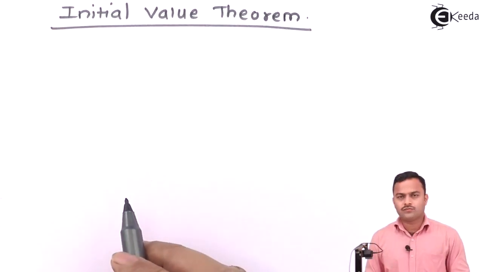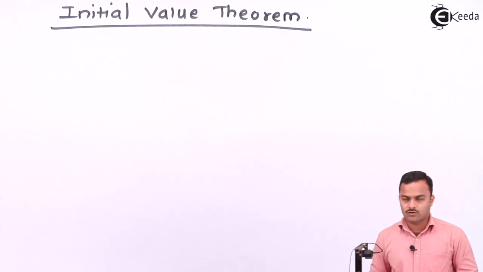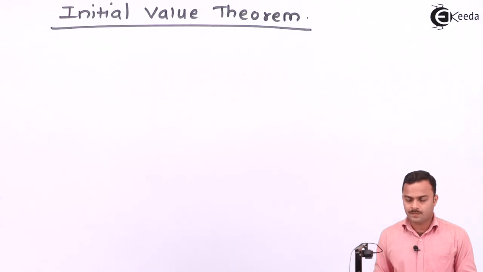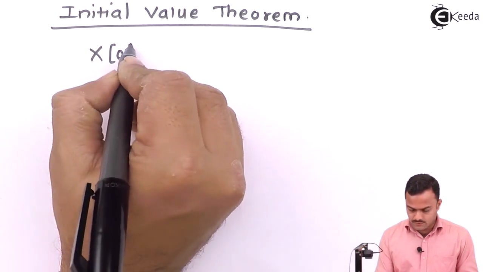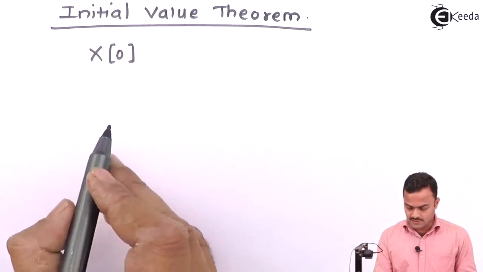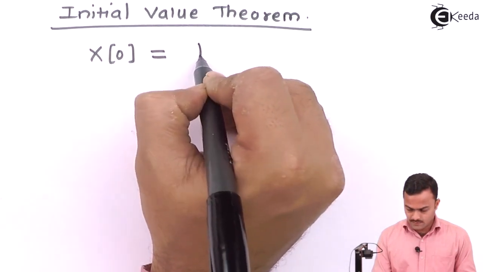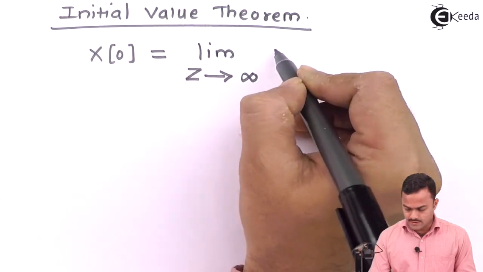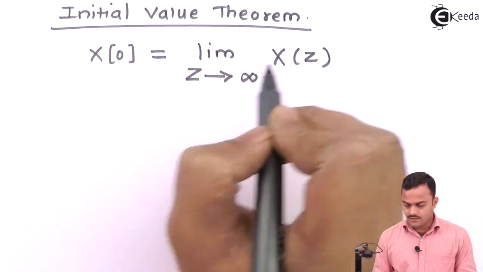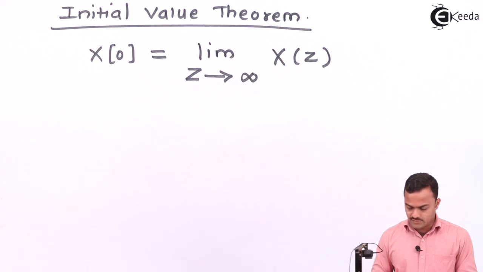Sometimes it is necessary to find out the initial value of a signal or the final value of a signal. At that time, even if you don't know the signal expression, by looking at the Z transform we can figure out what the initial or final value could be. So it says x of 0, the initial value of a signal, is given as limit z tending to infinity x of z, and this is called the initial value of x of n.